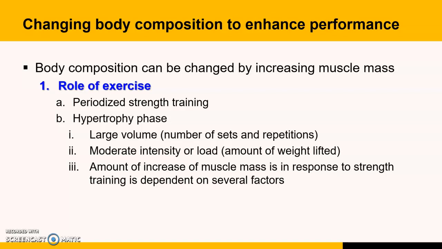The hypertrophy phase of periodized strength training is designed untuk maximize the potential for increasing muscle mass, dan dia ni dikategorize by an emphasis on increasing the total volume of strength training. Increasing strength training volume is accomplished by structuring a large number of sets ataupun kita panggil repetition to a variety of strength training exercises. Intensity ataupun load, itu amount of weight lifted tu is kept in the moderate range so that the prescribed number of sets and repetitions can be completed. So selalunya macam mana nak buat, dia kena ada periodized strength training ataupun dia must have a hypertrophy phase.